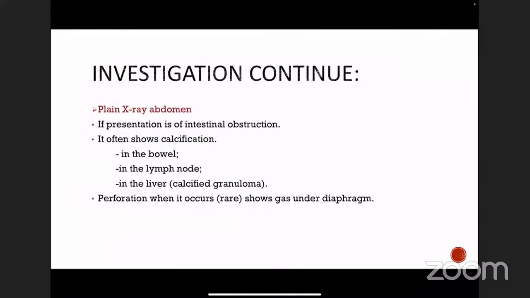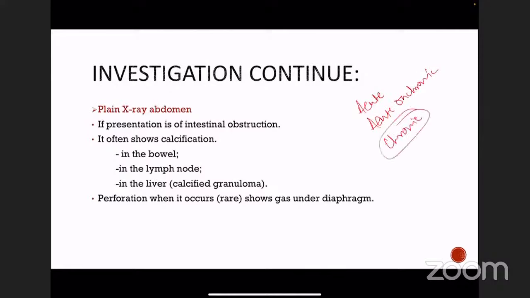So why plain X-ray abdomen? The patient can come in any stage, as we already discussed, acute on chronic or chronic. In a chronic patient, this plain X-ray abdomen is not that much needed. An acute or acute on chronic patient needs this X-ray. Why?